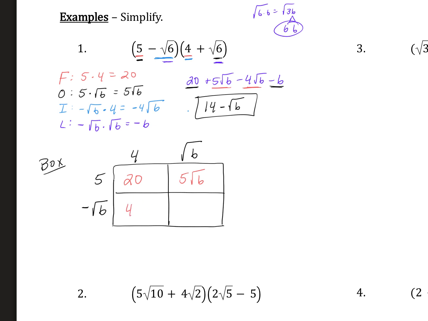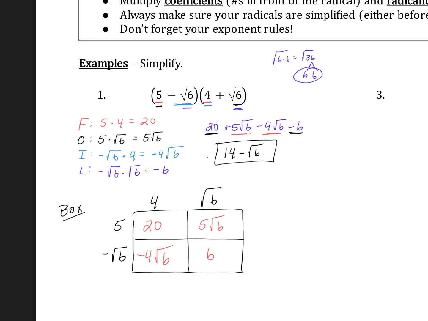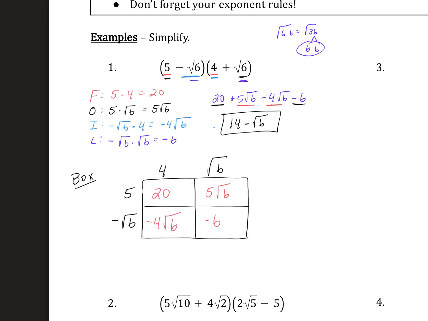I'm going to switch it, squish them together. And then lastly, I've got my negative root 6 times root 6. I'm going to put the answer right here, and that is going to be just 6. Oh, sorry, negative 6, okay? And then what you do is you just, again, add them together. Plus 5 root 6 minus 4 root 6 minus 6, and we get the exact same thing. Our whole numbers give us 14. And then if I do 5 root 6 minus 4 root 6, I am left with plus root 6.